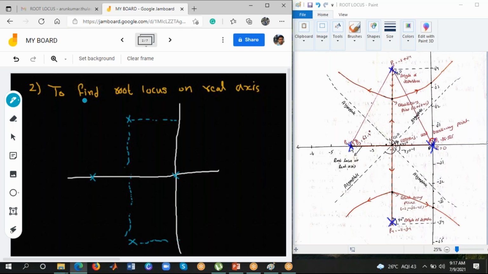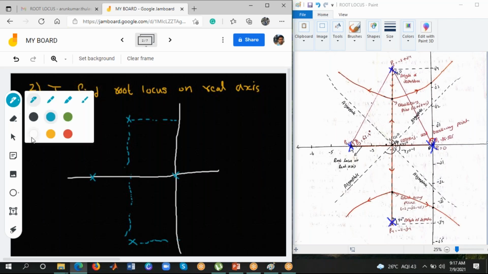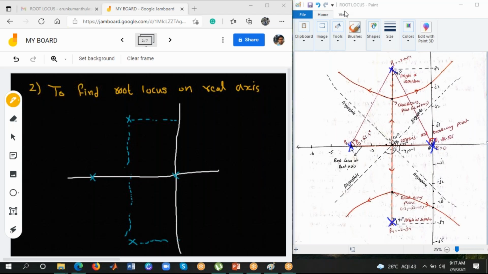So to find the root locus on the real axis, we have to find how many root loci are available on the real axis. How many poles do we have on the real axis? Two. Okay, now we have 2 poles on the real axis.